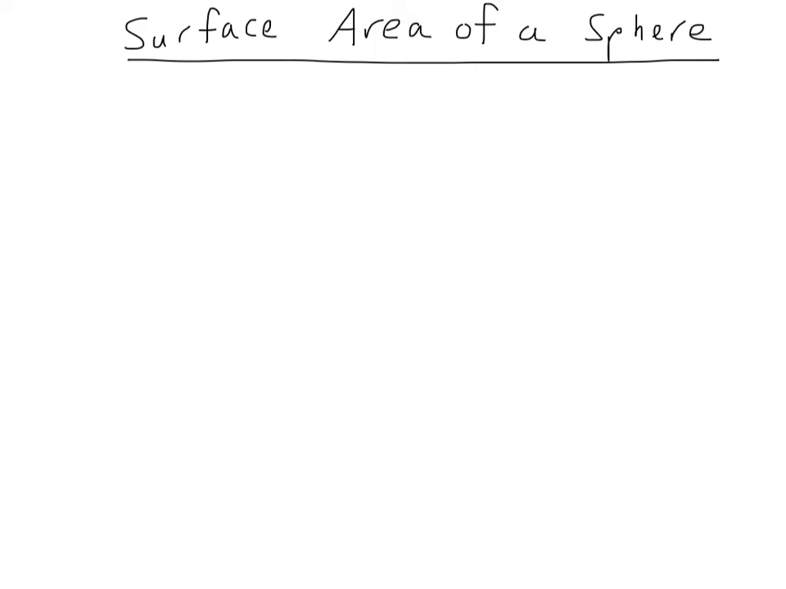Alright, so in this video we're going to go over the surface area of circular solids, and we're going to go through three of them. We'll go through a sphere, a cylinder, and a cone. We'll have an example for each, and we'll run through the formulas.